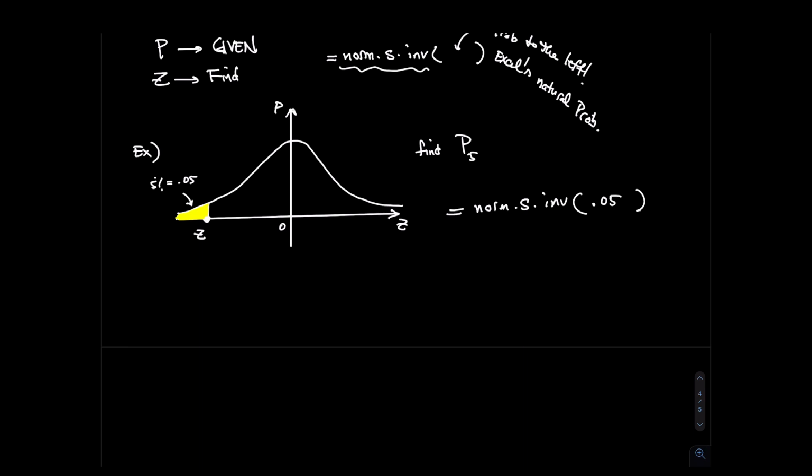Oh yeah, it's that easy. And then you press enter and it'll give you the z value. So the z value will be negative 1.6448533627. And here I can ask you to round it to 2 or 3 decimal places. So let's say if I round it to 2 decimal places, I get negative 1.64.